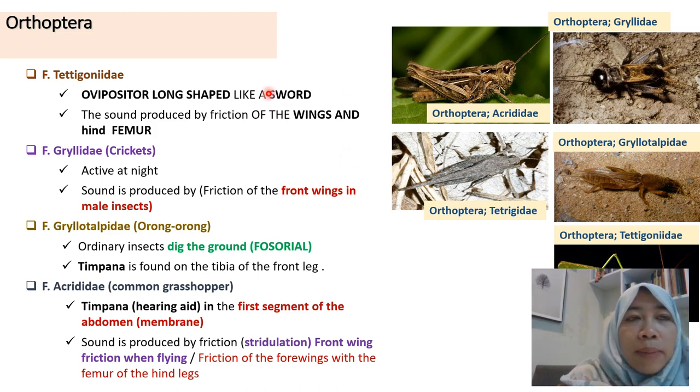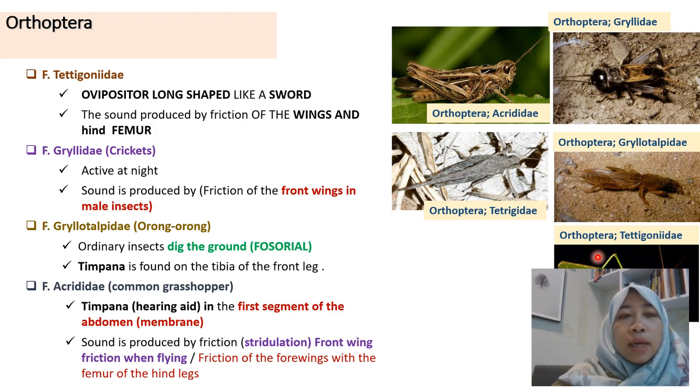This is several families of Orthoptera, the family Tettigoniidae. Like in the picture, you can see in the slide, it has an ovipositor. Ovipositor is a part of the body whose function is for laying eggs. And the shape is like a sword, seperti pedang, like a sword. This insect can produce sound by the friction of the wings and the hind femur, gesekan, wings and hind femur.